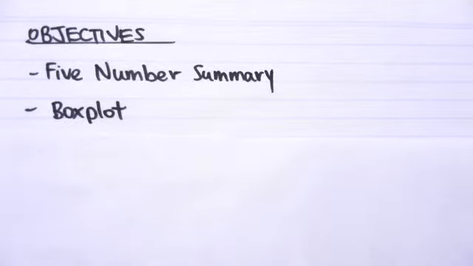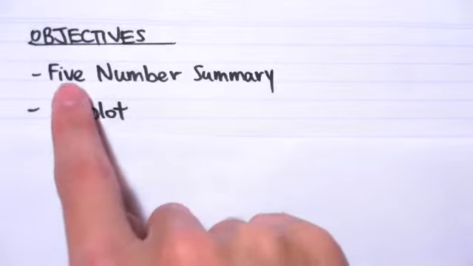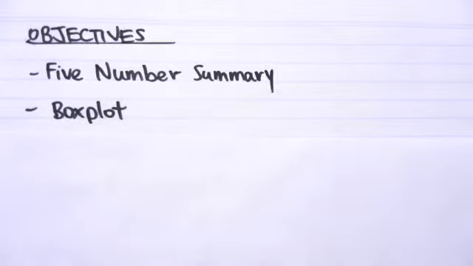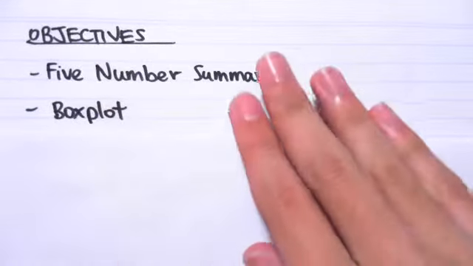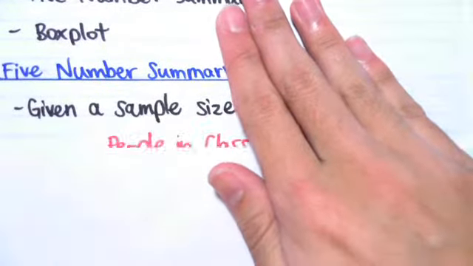Hey guys, welcome to another video of statistics. The objective of this video is to go through a 5-number summary of a specific set of data, and afterwards we're going to represent these 5 numbers with something called a box plot. So let's start off with a 5-number summary.